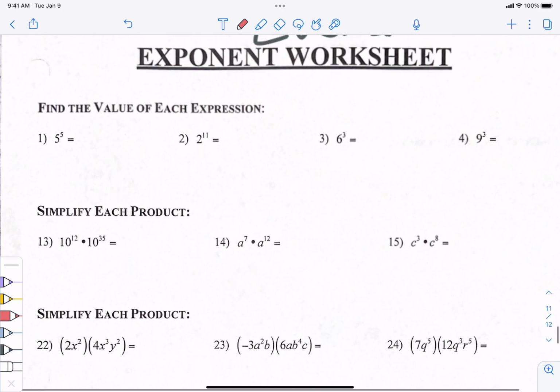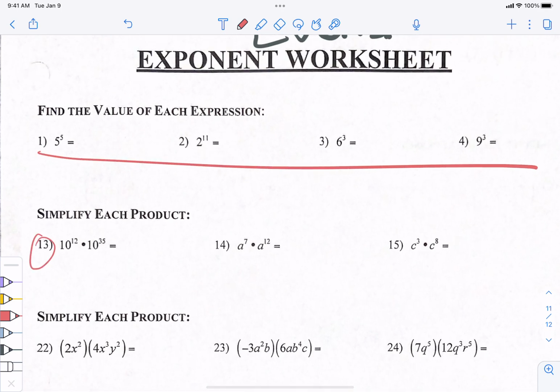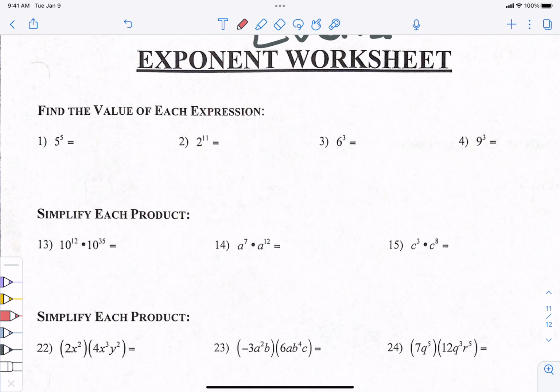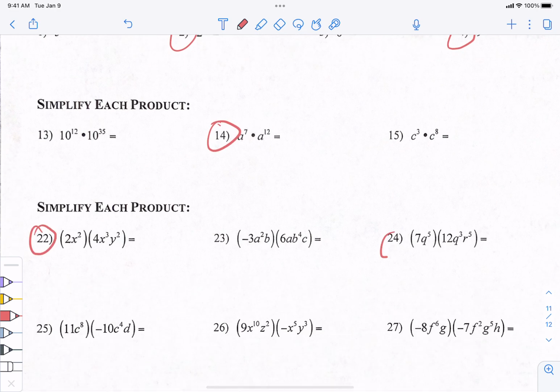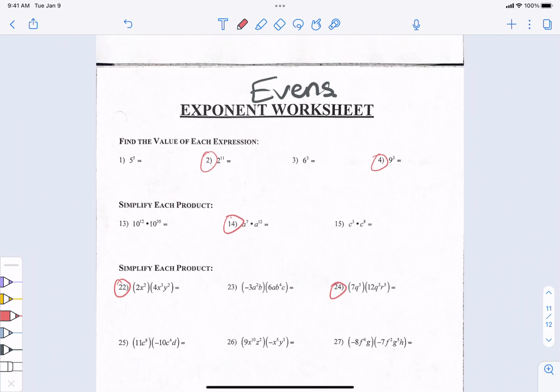I realized that it goes 1 through 4 and then it starts at 13, right? You're going to just do the evens. So 2, 4, 14, 22, etc. Like all those. You can cross off the odds. We won't do those, okay?